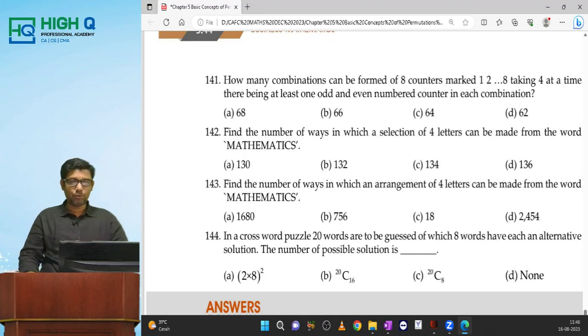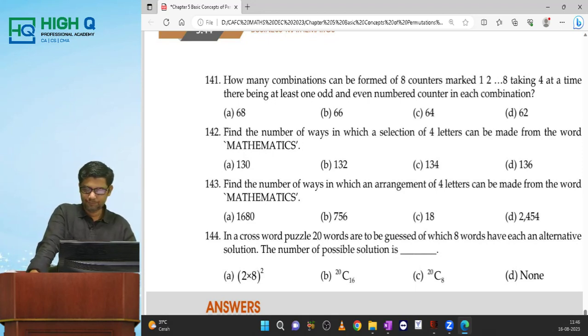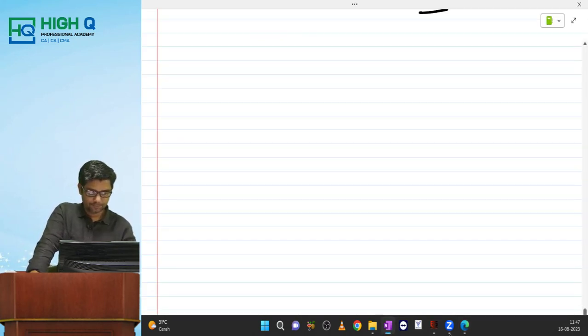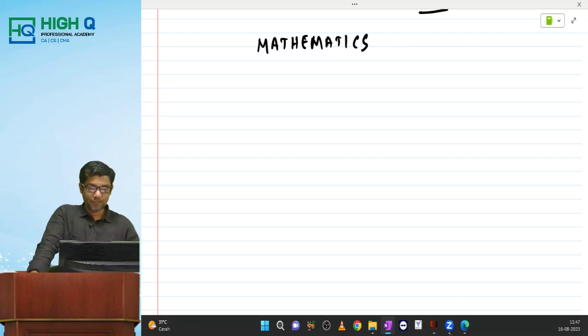Sum number 142. Find the number of ways in which a selection of 4 letters can be made from the word MATHEMATICS. From MATHEMATICS I have to select how many letters, my dear? 4 letters to be selected.